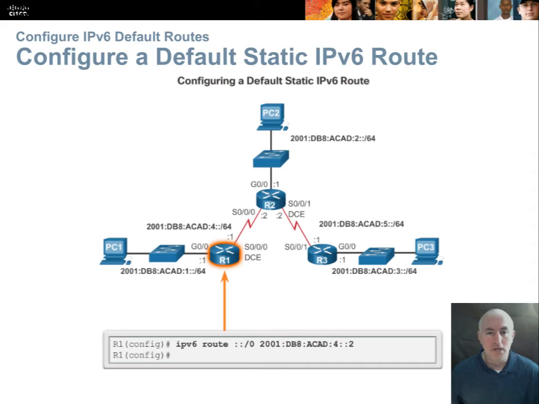And remember, that could be the global IP as shown here or the link local IP. And if we wanted it to be different, we could use the exit interface. Instead of that next hop IP, we could have provided the S0/0/0.